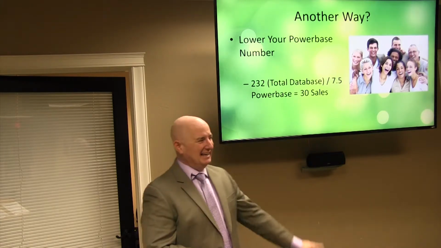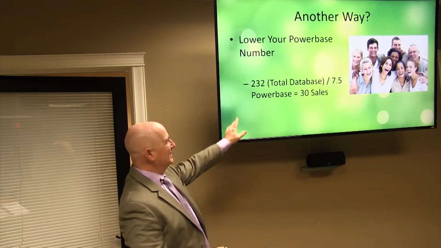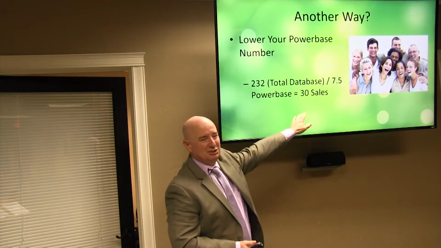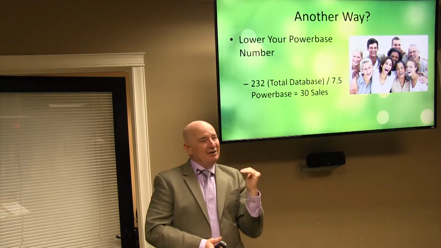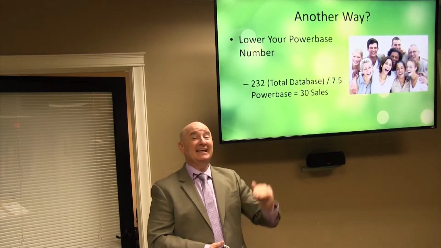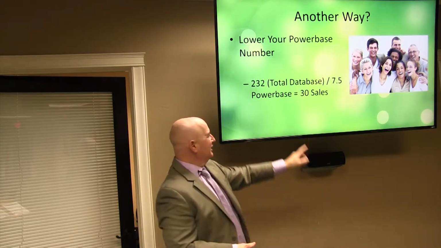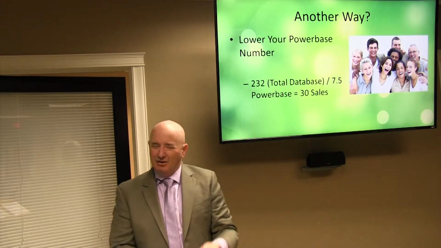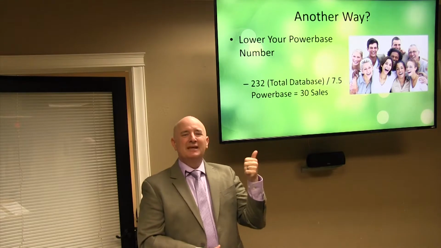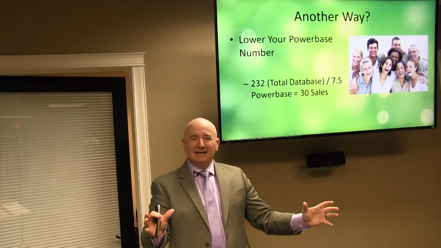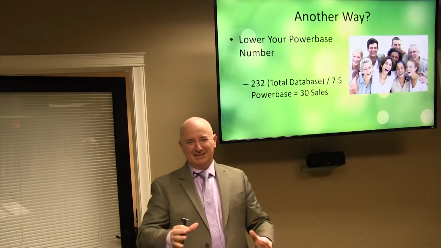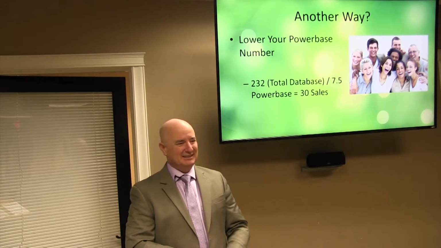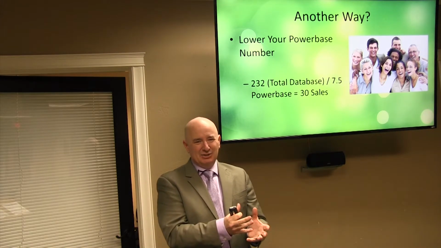Let's take a look. Here's your other solution to this equation, and that is this. You can simply lower your power base number. For instance, if John was able to produce a sale out of every 7.5 people instead of 10.5, he could actually keep the same number of people in his database and get to his 30 transactions. So how would he get there? How would he be able to lower that number? Simply by being more effective, by contacting his database every 9 to 12 times a year, using a variety of methods, of course: email and text and phone and personal visits and networking, all the things we train to at eReal Estate Coach.